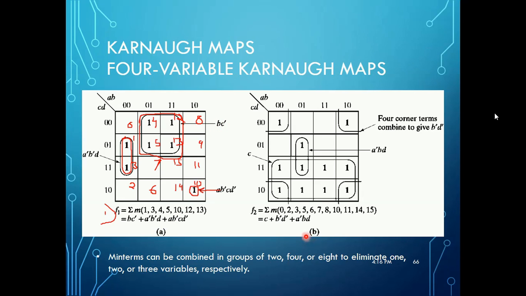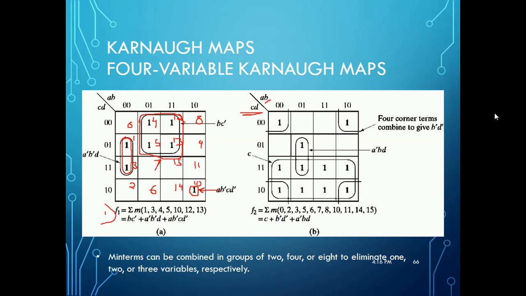Next problem, consider one more problem. The expression is already written: F2 is equal to the summation of min terms 0, 2, 3, 5, 6, 7, 8, 10, 11, 12, 14 and 15. Now let us see the positions on the K-map. Again, on this side you have AB and on this side you have CD.